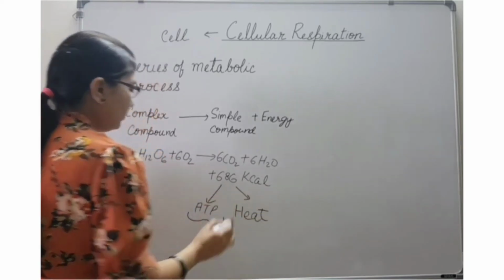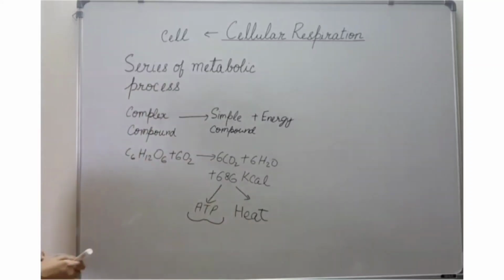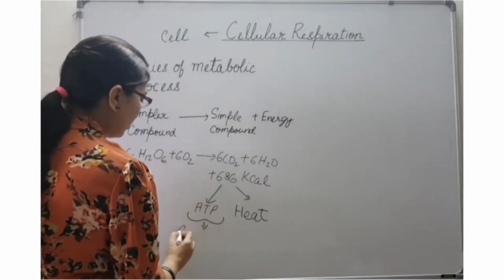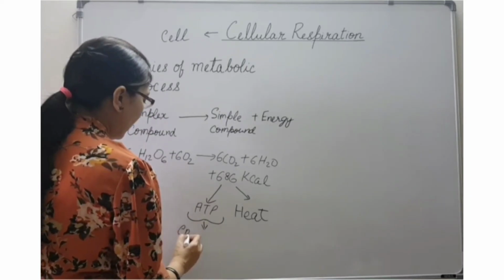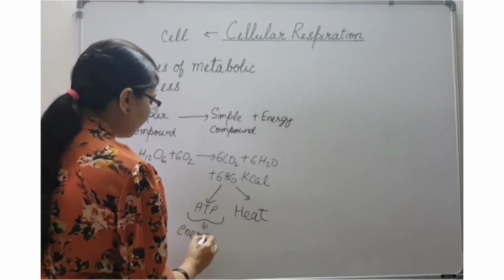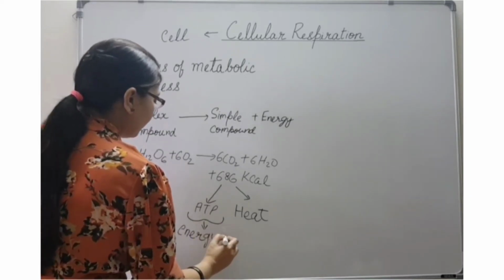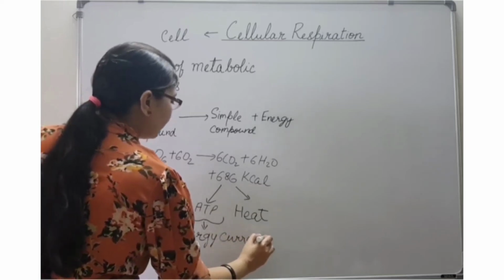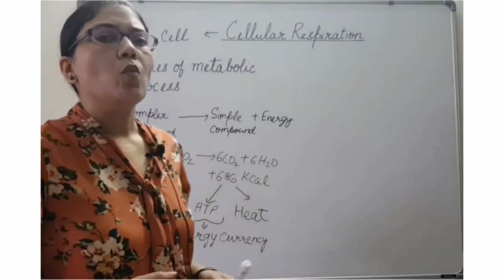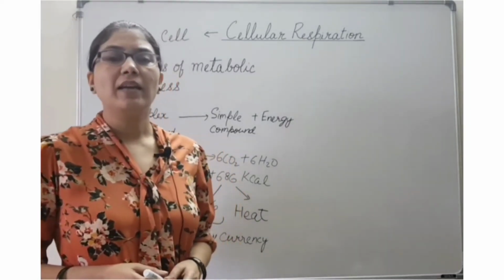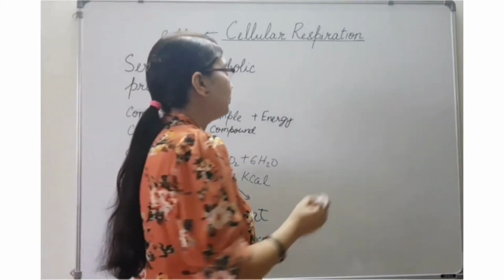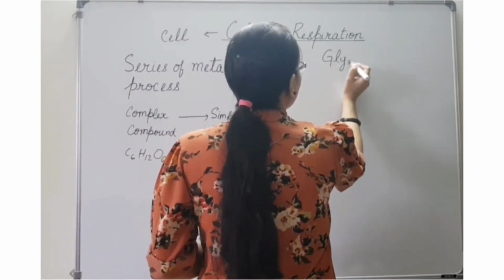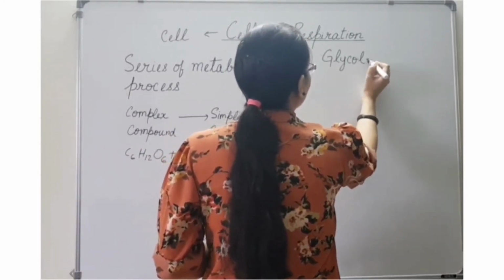Now this ATP is used by the cell for various processes. So it is called the energy currency of the cell. Now, what are the processes that take place in cellular respiration? The first one is glycolysis.